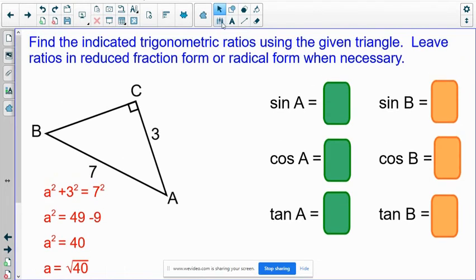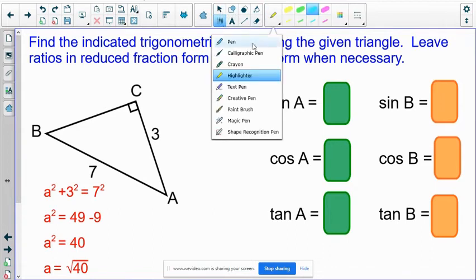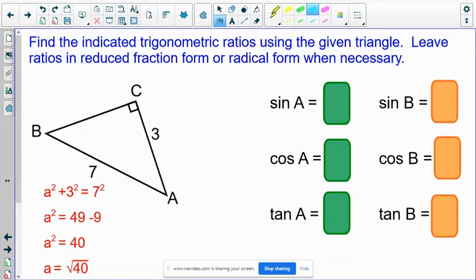Okay, so now I can type right here. Come on. Come on. Oop, my computer is freezing. Okay, but I would label this side right here square root of 40. Okay, so now it's working. Square root 40, just so you can see what that looks like.